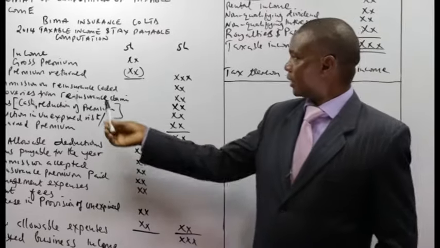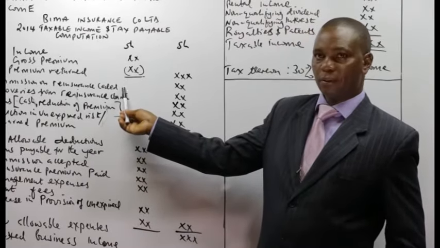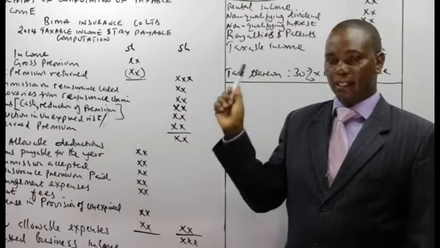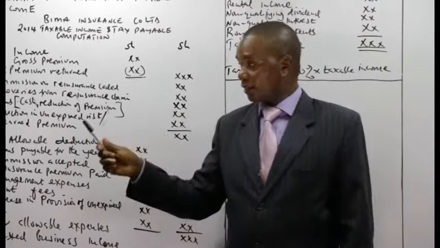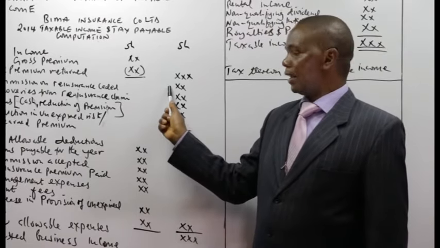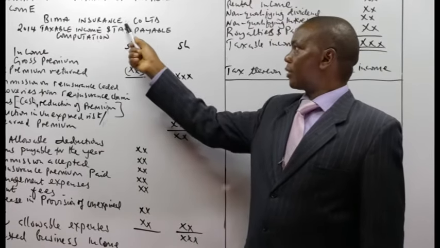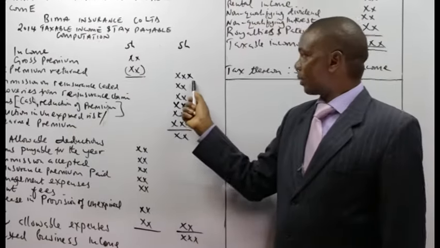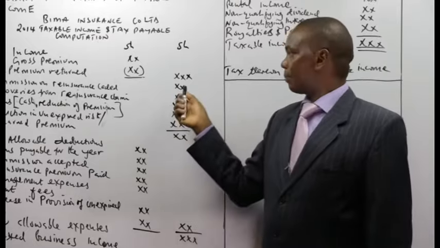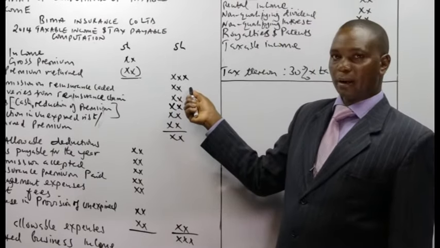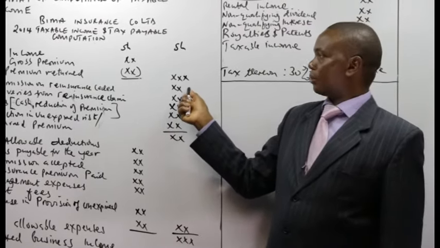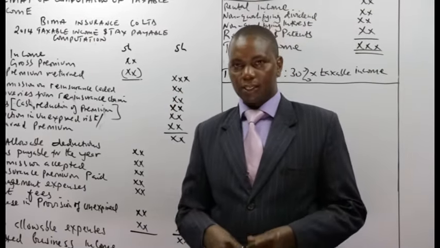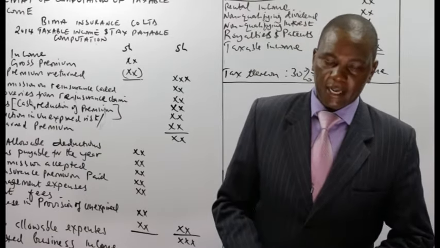So this commission ceded is the one which is received from other insurance and reinsurance companies for acting as their agents. And that's why we are putting it here as an income. For instance, Bima insurance company acting as an agent of another insurance company. That insurance company pays Bima reinsurance company a commission. And this is the commission we are calling commission reinsurance ceded. So it is paid as a result of acting as their agents.